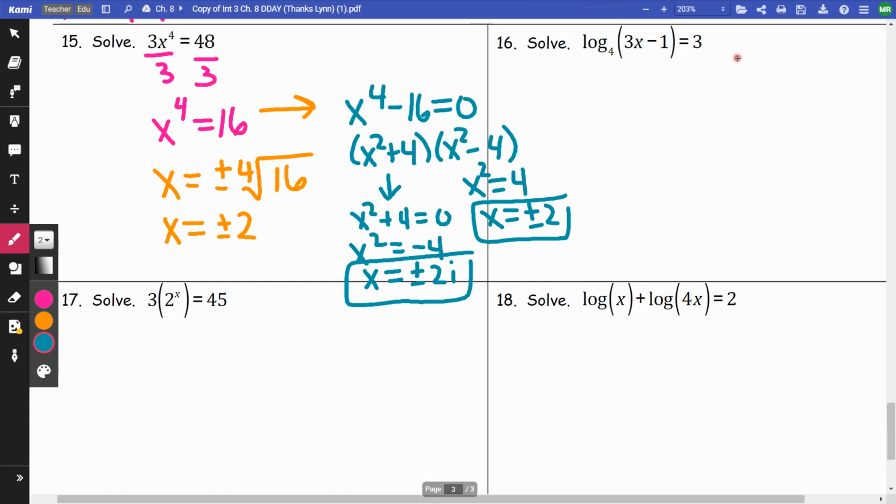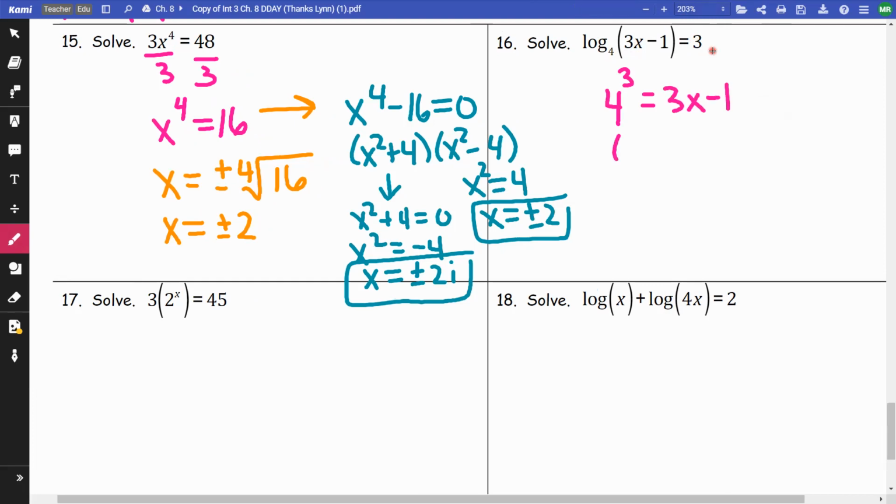On 16, when I have a logarithm, I want to rewrite it in exponential form. So my base is 4. My log always equals my power, so this is my power. Okay, so that's going to be the 3 here, is equal to 3x minus 1, and now we're going to solve. Now 4 to the third is a 64, is equal to 3x minus 1. 65 is equal to 3x.